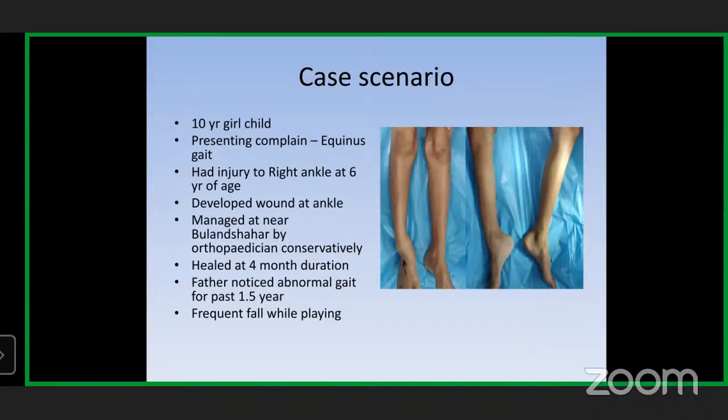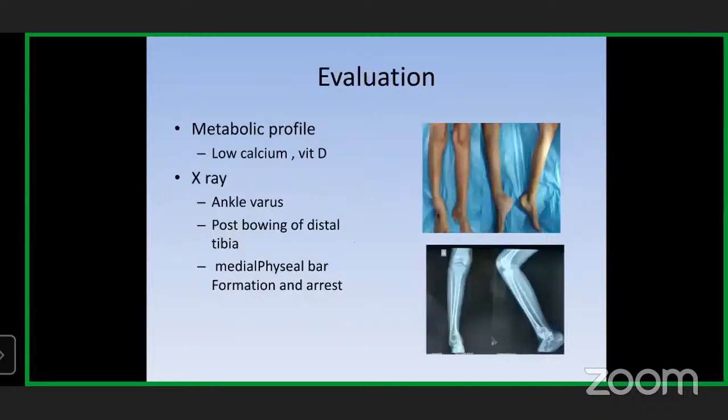For the past period the parents noticed that she was having this, but during the COVID time they did not attend any hospital. So this led to it, as you can clearly see in this photo, there is equinus deformity, varus, and there is some limb length discrepancy.